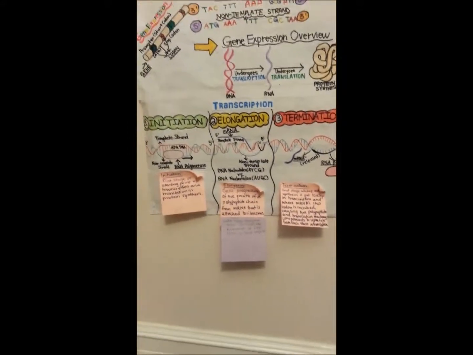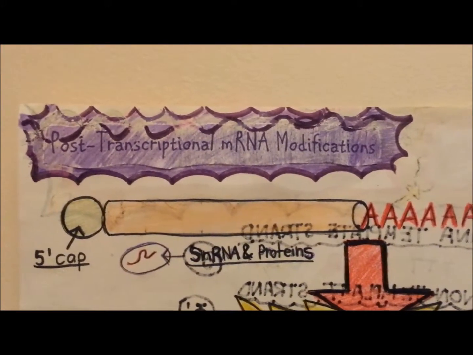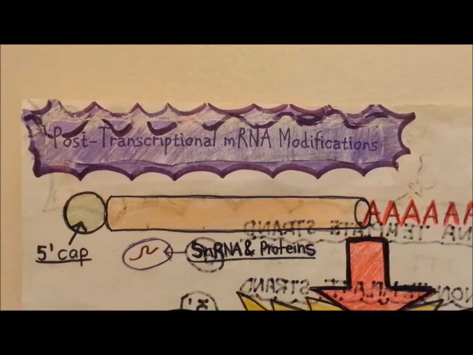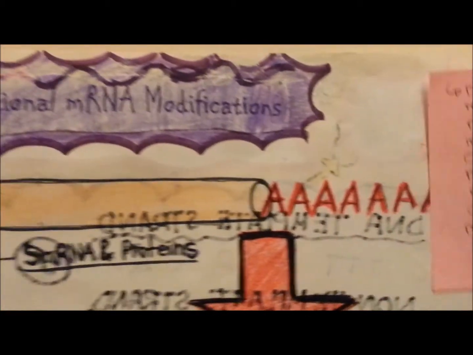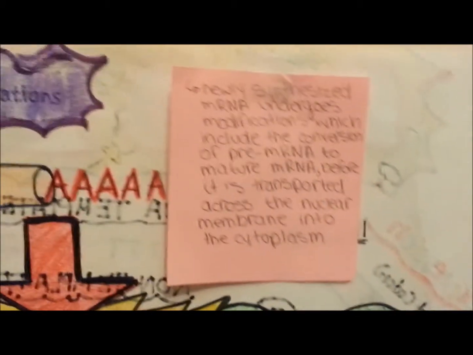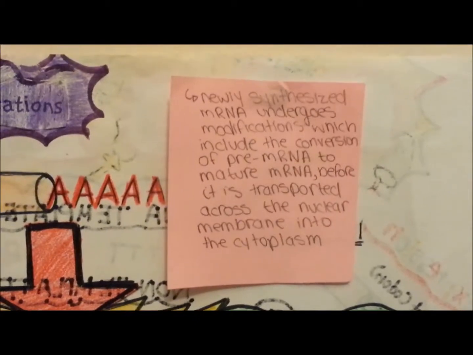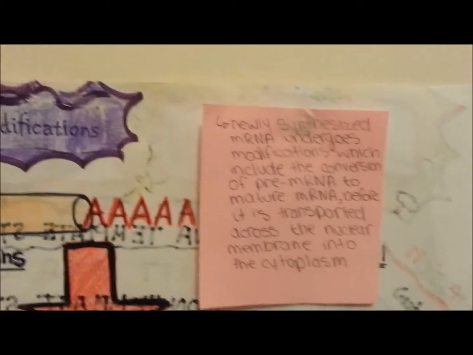After transcription is finished, modification happens in which the precursor mRNA, pre-mRNA, is converted to mature mRNA. This process starts by the addition of the 5' cap, which is added to the 5' end of the RNA. The 5' cap is a modified form of a guanine nucleotide. It allows ribosomes to attach for translation in protein synthesis.